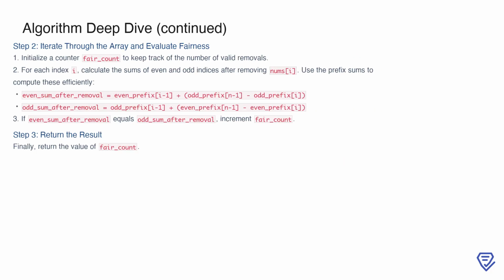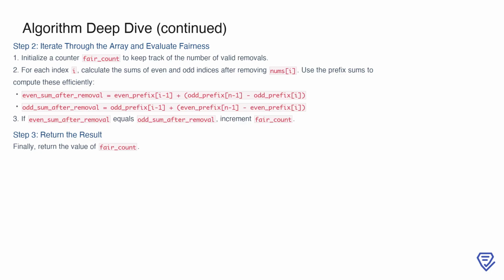Once we have the prefix sums, we can evaluate the fairness of the array for each potential removal. We initialize a counter, fair_count, to track the number of valid removals. For each index i, we calculate the sums of even and odd indices as they would be after removing nums[i]. Using the prefix arrays, these sums can be computed directly without iterating through the array again. The sum of even indices after removal combines the even prefix sum up to i-1 with the odd prefix sum from i+1 to the end of the array.